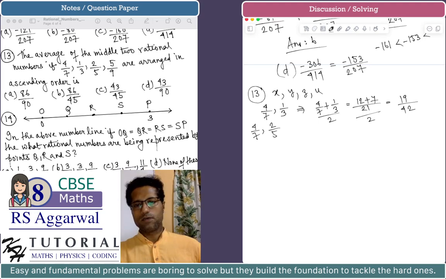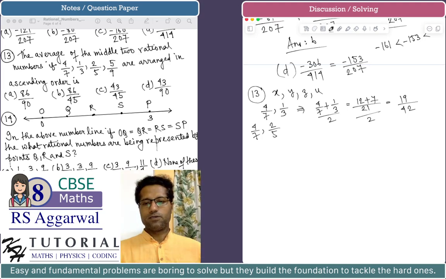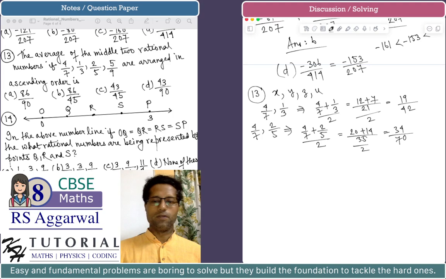I don't think so, because if I add 4 by 7 plus 2 by 5, I will get the denominator 35. And their average, so let's say if these two are the two middle terms, then their average is (4 by 7 plus 2 by 5) by 2, which is equal to (20 plus 14) by 35 by 2, which is equal to 34 by 70. We are having 70.